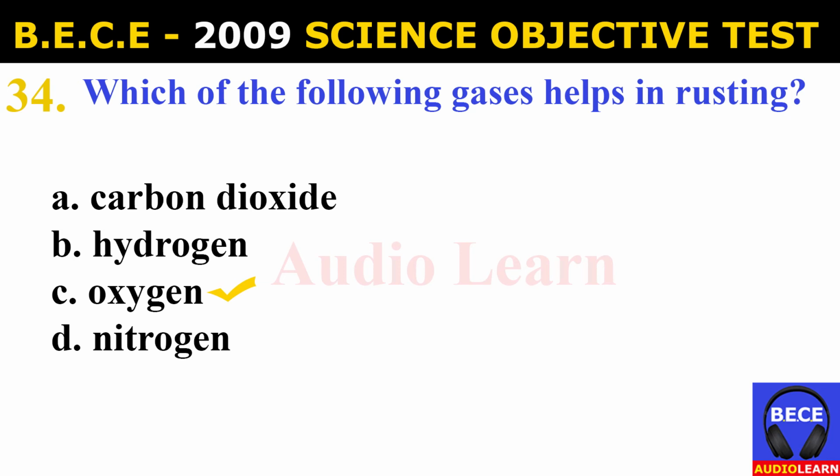Number 34. Which of the following gases helps in rusting? A. Carbon dioxide. B. Hydrogen. C. Oxygen. D. Nitrogen. And the answer is C. Oxygen.